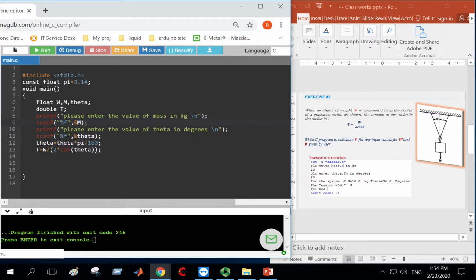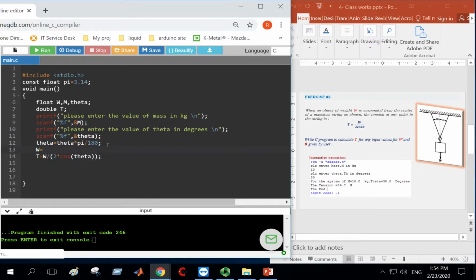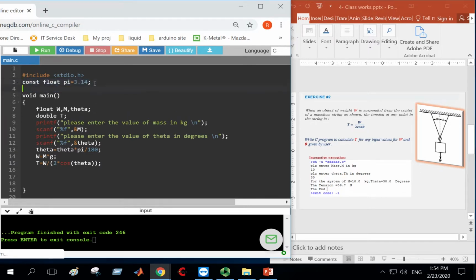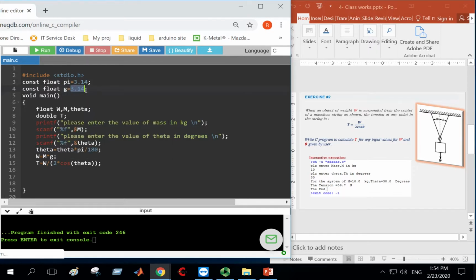Now we calculated the theta in radians. Now we have to calculate the weight equal to the mass multiplied by G, and also G should be declared or defined as a constant float. So let me copy the pi again and change the pi to G and change the value to 9.82. So now we have the value of W here and G, and then okay.